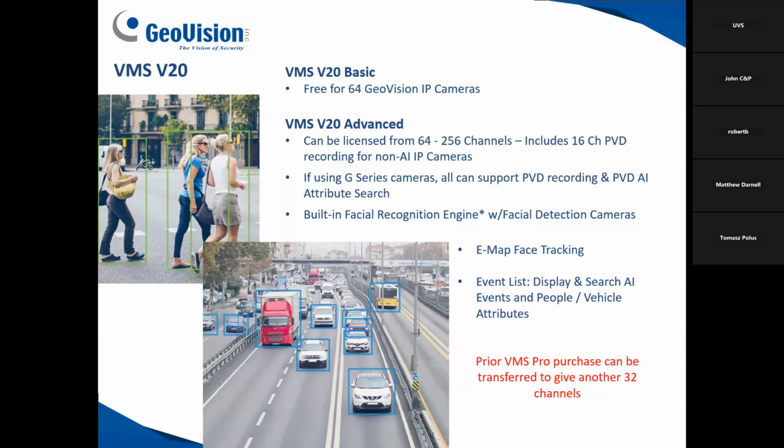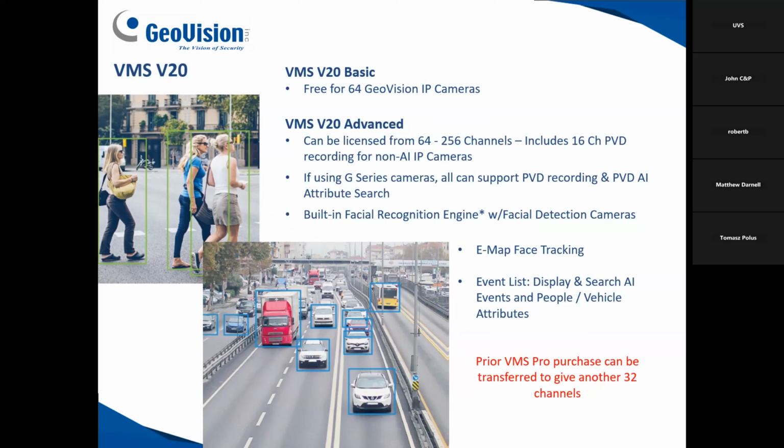Again, you can also purchase incremental licenses all the way up to 256 channels on one server. This new software has been developed on 64-bit architecture, which allows you to have a higher number of channels all on one system. And again, we will release a full data sheet soon that will tell you what PC specs are required to achieve that.